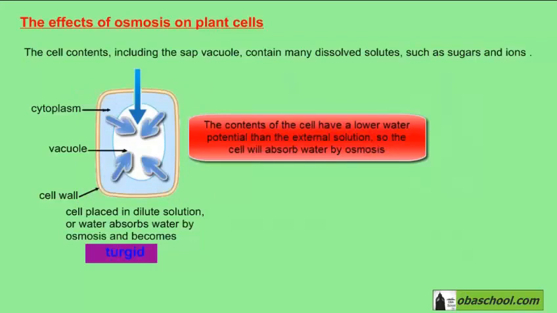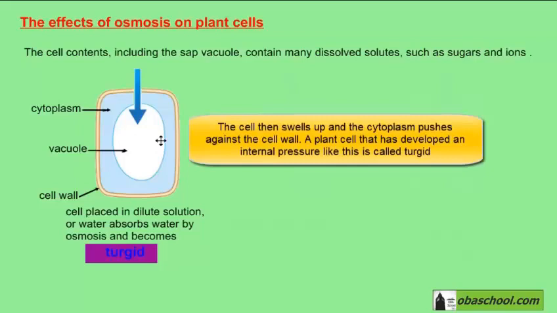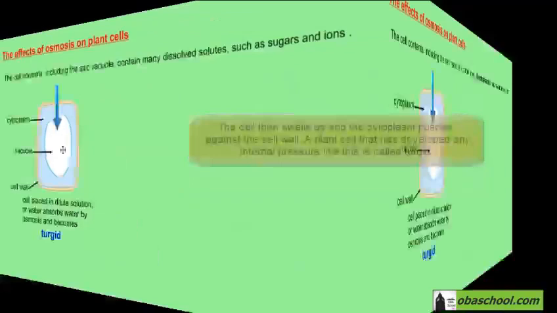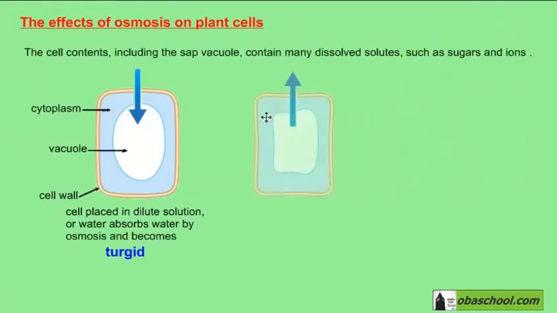Water will pass through the cell membrane as well as the membrane of the vacuole. The cell and the vacuole will swell up, and the cytoplasm will now be pushing against the cell wall. There will be higher internal pressure due to the increased volume of water. A plant that has developed an internal pressure like this is called turgid.